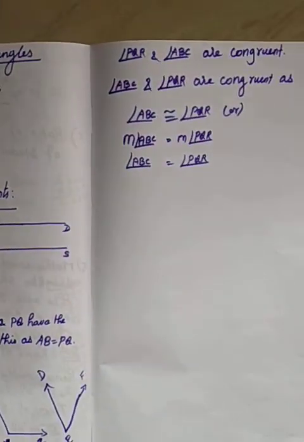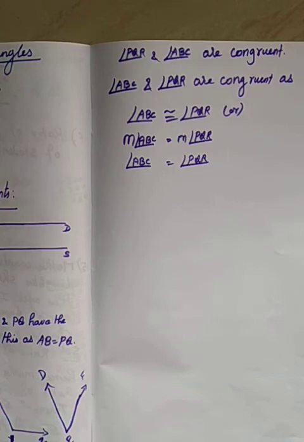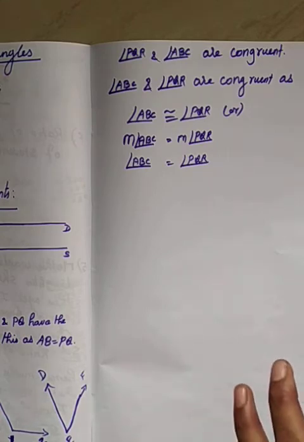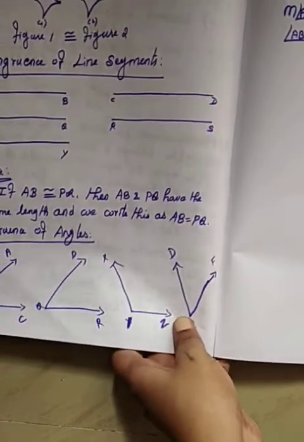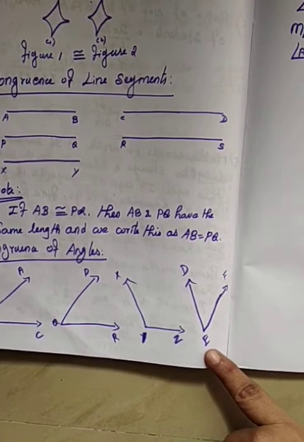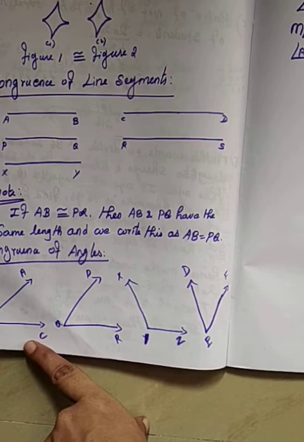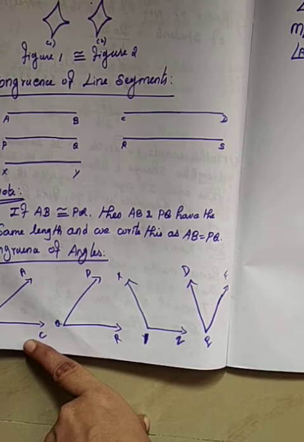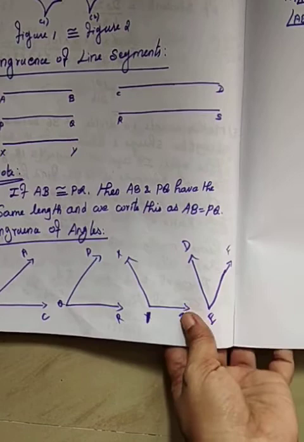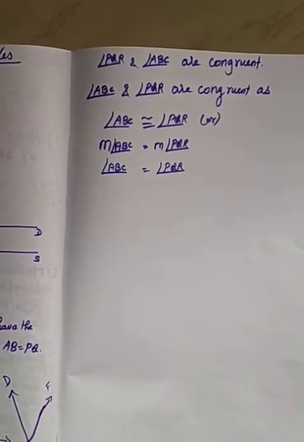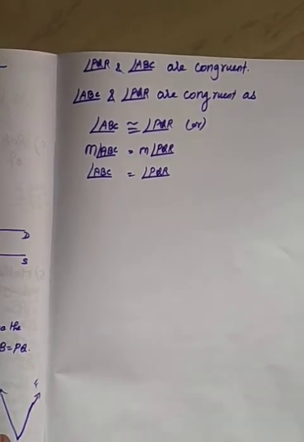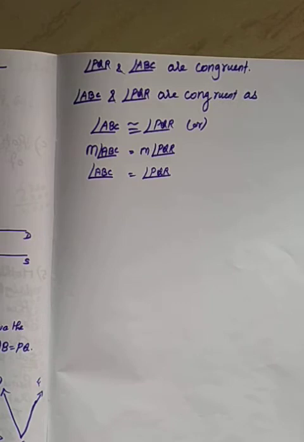Okay, the next one. In this figure, the arms of angle DEF are longer than the arms of angle ABC, but the measures of both the angles are equal. From this observation, we conclude that two angles are congruent if they have the same measure. So, two congruent angles have the same measure.